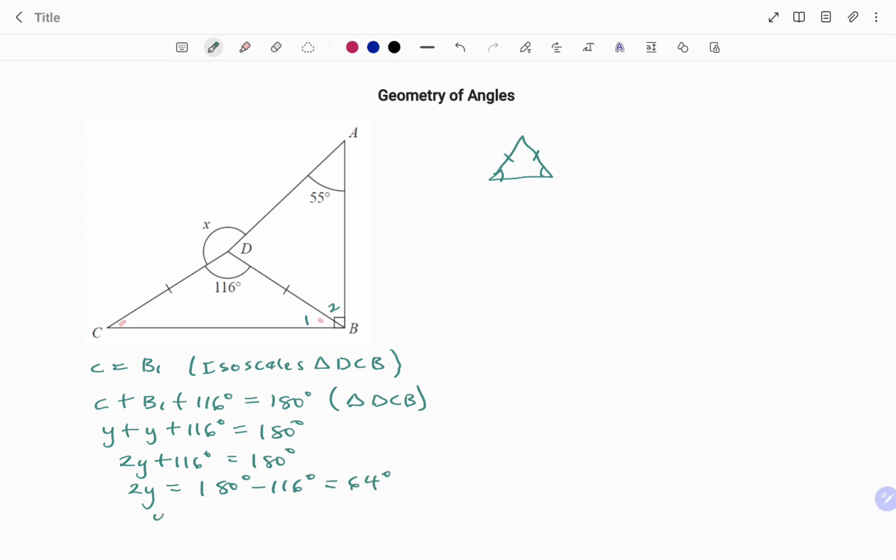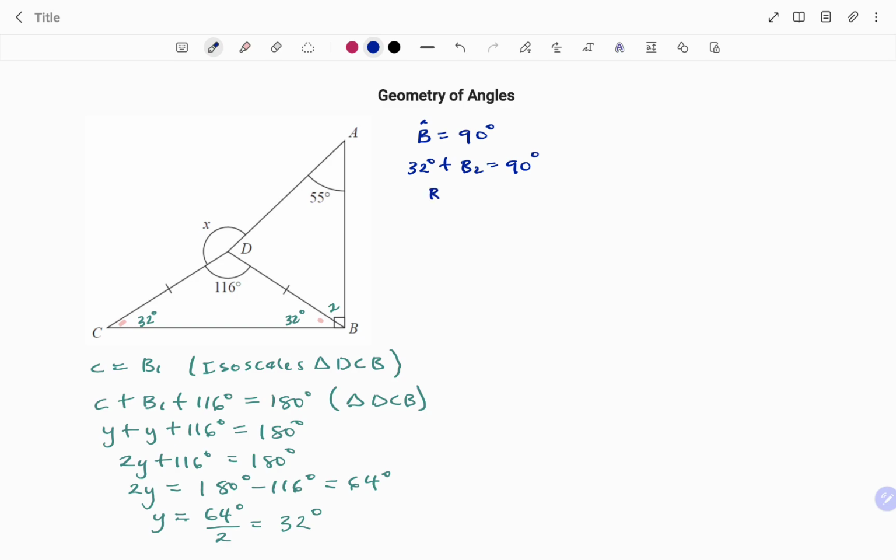To find the value of y, I will divide both sides by 2. So I have y equals 64 degrees divided by 2. So therefore, the value of y is 32 degrees. Also, the angle at B is equal to 90 degrees. We've been told that from the diagram. Therefore, we have 32 degrees plus B2 is equal to 90 degrees.